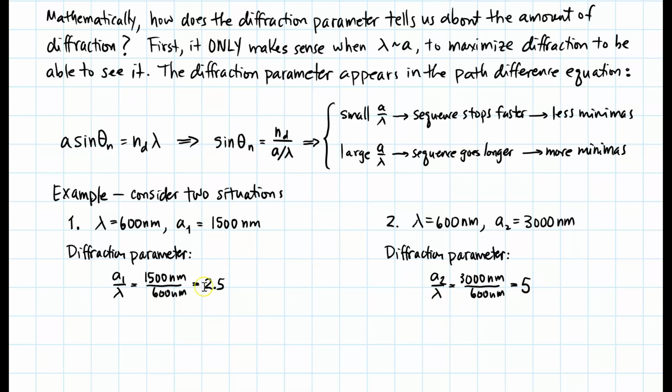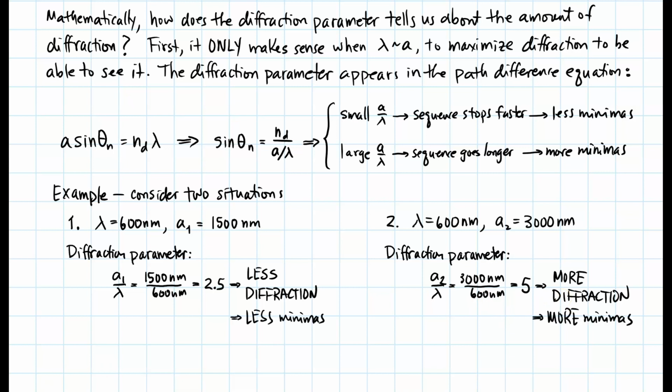In other words, this has a smaller diffraction parameter, this has a higher diffraction parameter. And when you just look at these things, this is closer to the wavelength than this guy is. Therefore, case 1 has less diffraction, case 2 has more diffraction. What do I mean by less diffraction? There are fewer minimas. What do I mean by more diffraction? There are more minimas. So now let's go calculate the number of minimas.